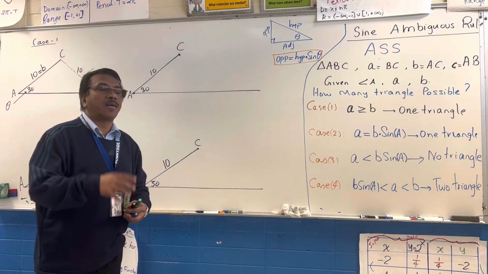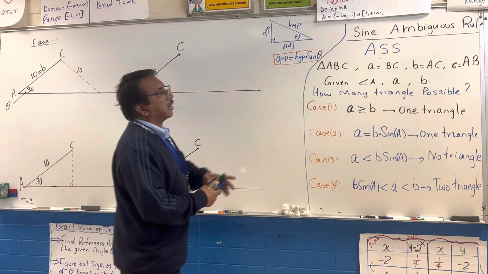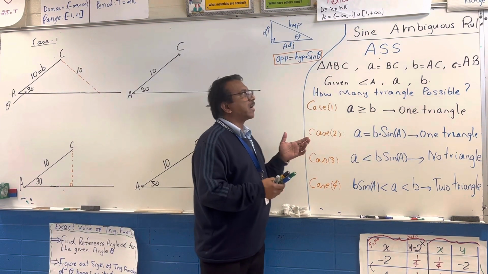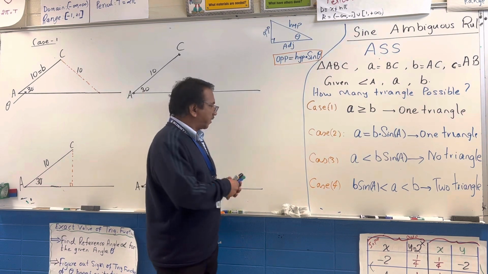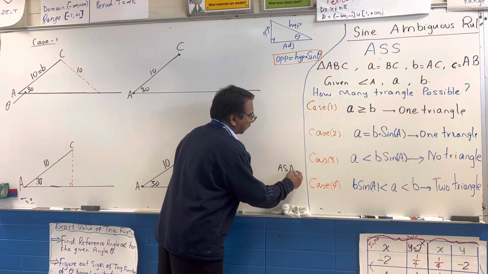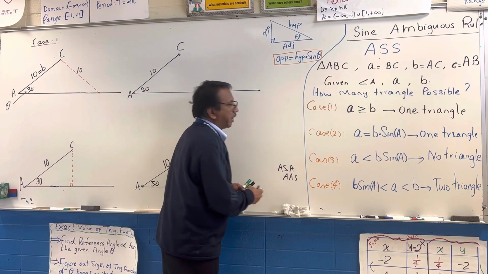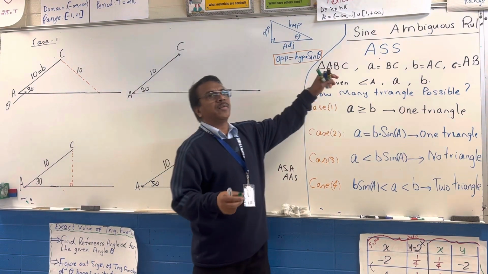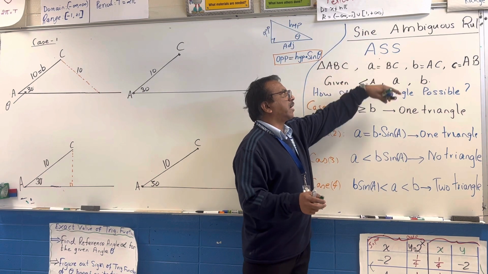Okay, hello students. I would like to make a video on the sine rule. Last time we had seen the sine rule for ASA, so we checked for ASA or AAS. Today I would like to show what happens if a triangle has ASS.